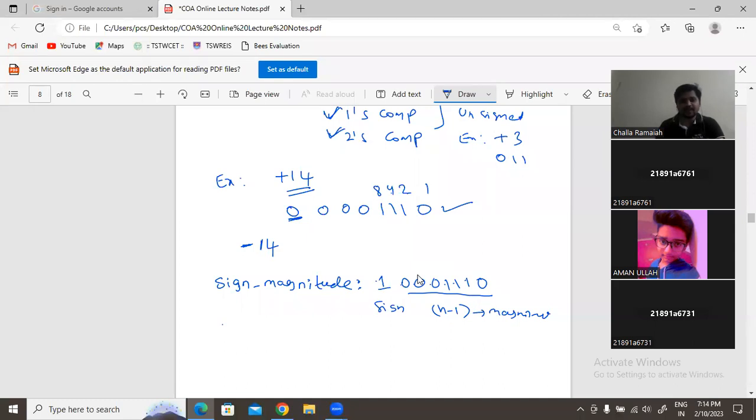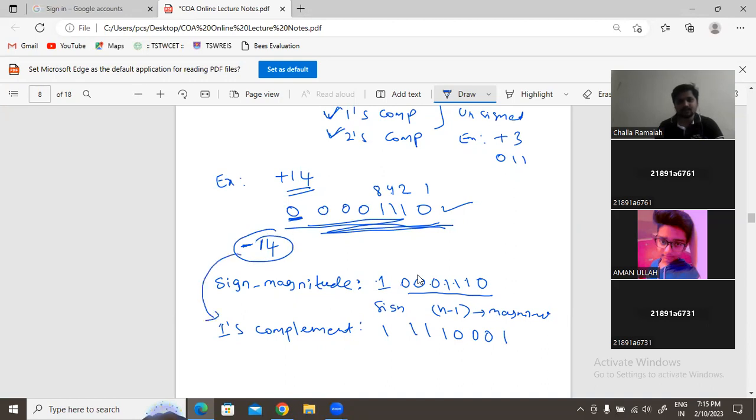Now, to represent the same number in one's complement representation, we take the positive 14 and complement each and every bit, including the sign bit. The sign bit here is 0. Complementing the entire number: 0 becomes 1, 0 becomes 1, 0 becomes 1, 0 becomes 1, 1 becomes 0, 1 becomes 0, 1 becomes 0, 0 becomes 1. This is the one's complement representation, so we are representing minus 14 in one's complement form. Before, we represented minus 14 in sign magnitude form. Now we can represent minus 14 in two's complement form also.